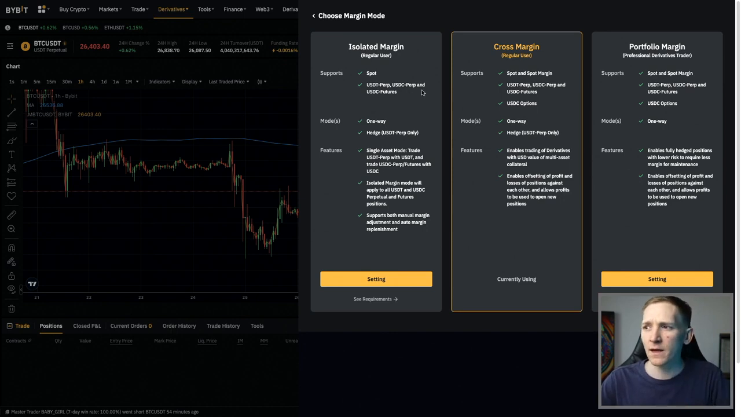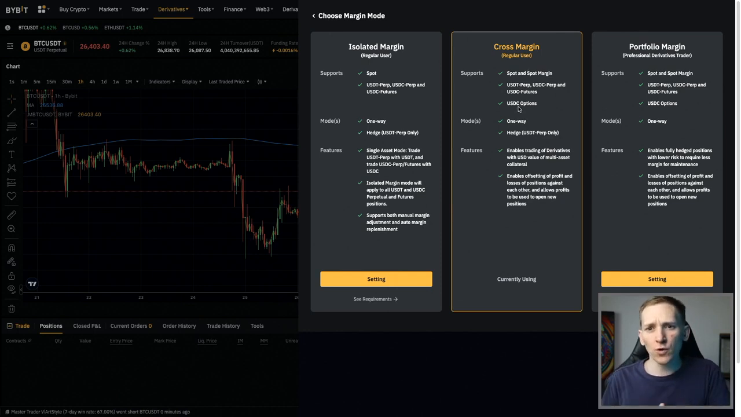Now, the difference here with cross margin is that all of the value in your account is used to fund all of your trades. So maybe you have $2,000 in your account, you have the same Bitcoin and ETH position. Well, the loss that's happening on Bitcoin is taking away from the profits that you're making in the ETH trade, right?